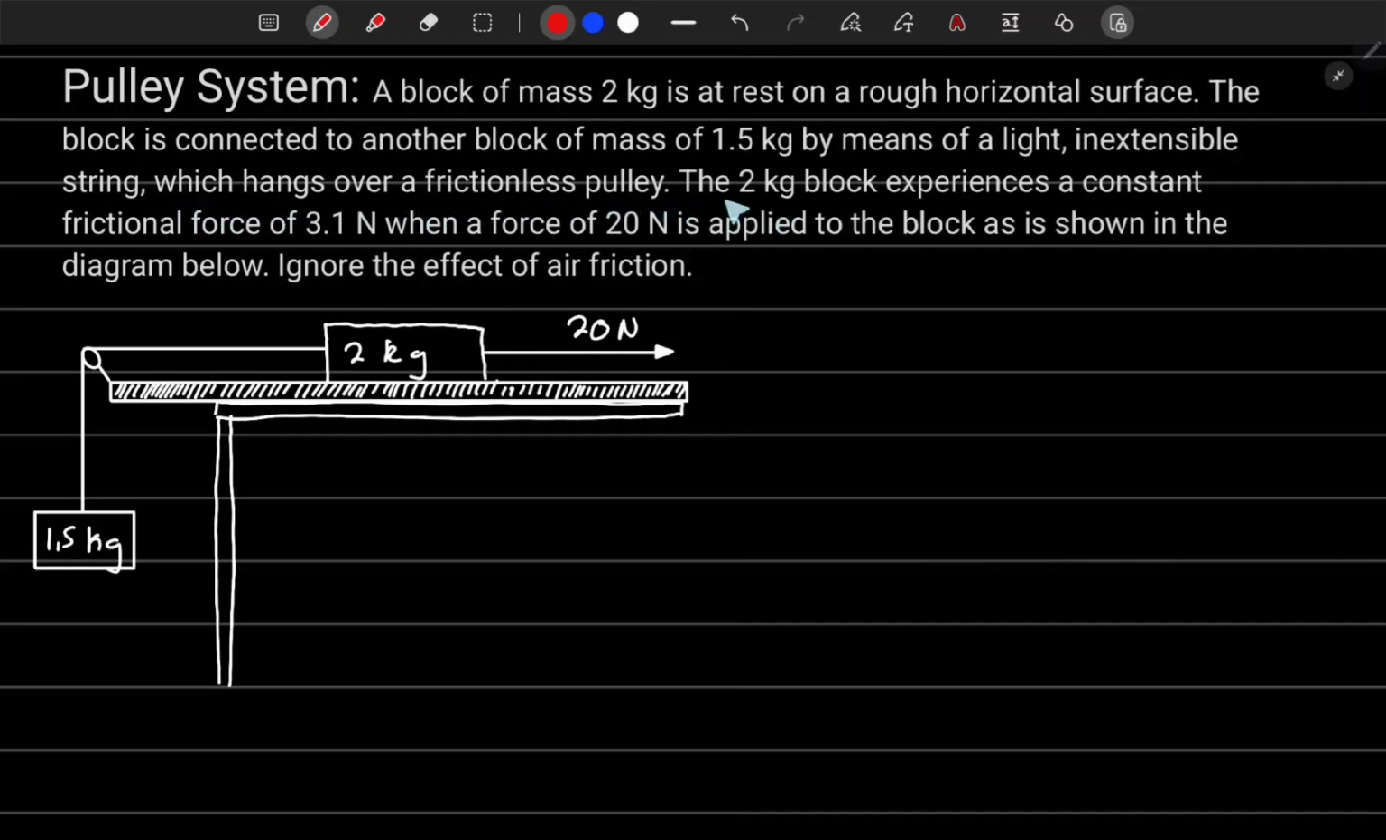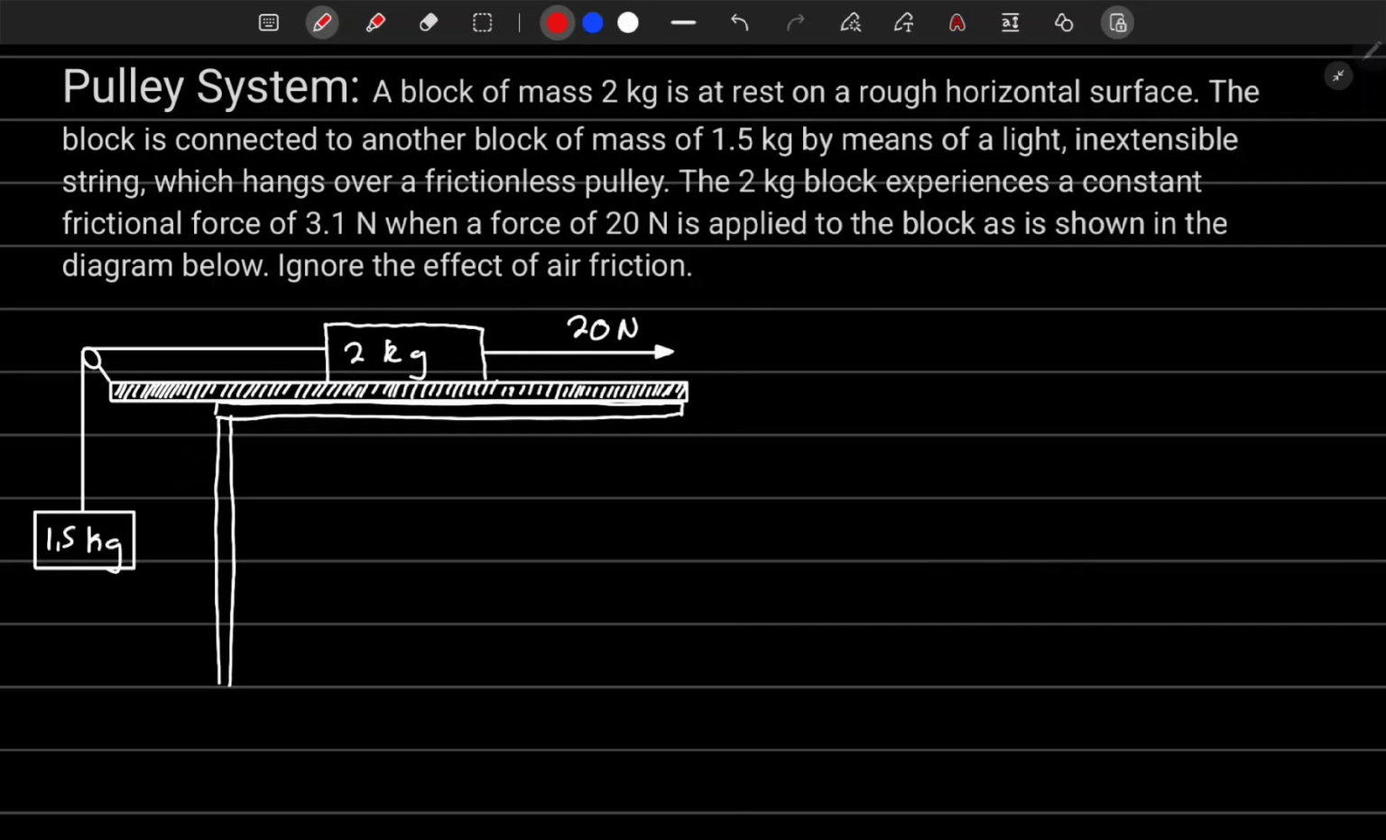The 2 kg block experiences a constant frictional force of 3.1 newtons when a force of 20 newtons is applied to the block, as is shown in the diagram below. Ignore the effects of air friction. So I've taken the time to draw the diagram, and let's see how we would solve this particular problem.